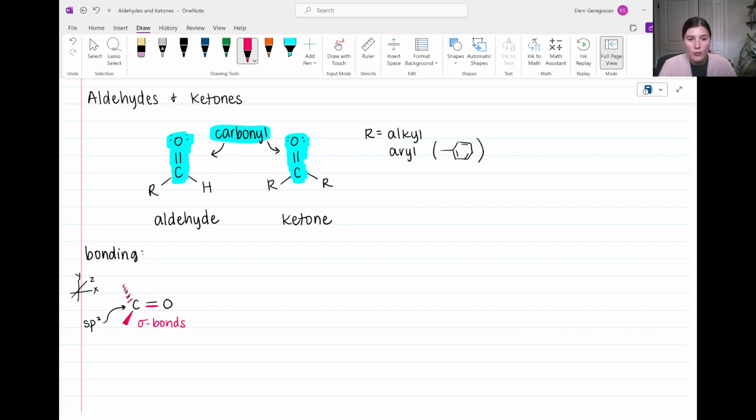So these are overlapping from the carbon sp2 hybridized orbital and the other atom's orbital, oxygen or whatever else is bonded to that carbon. And then there's a pi bond, which I've highlighted in green here, between carbon and oxygen. So we can look at this pi bond in a little bit more detail, where I'll draw the molecule in the same orientation.